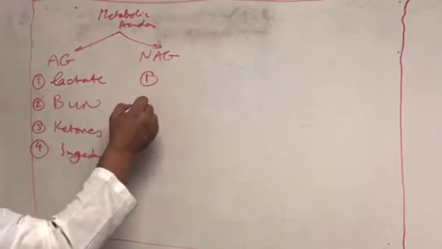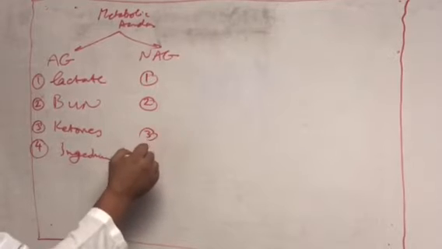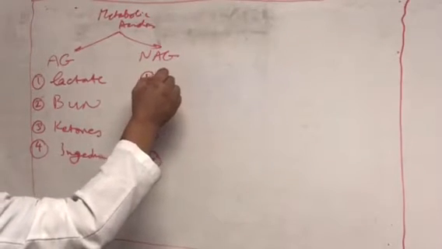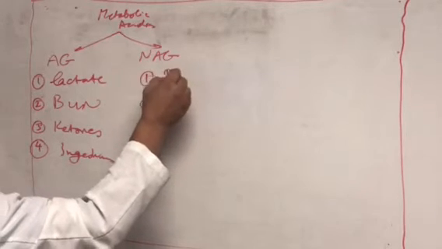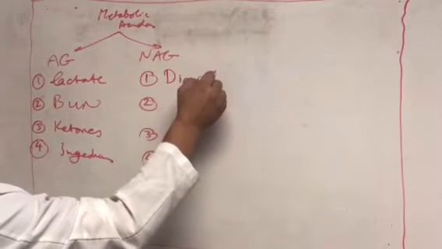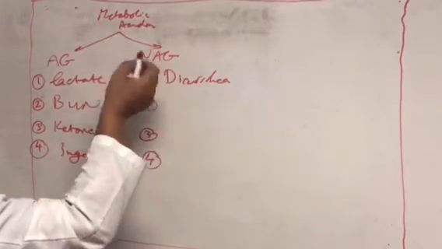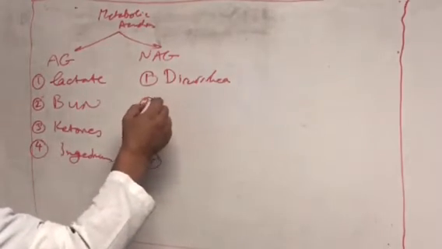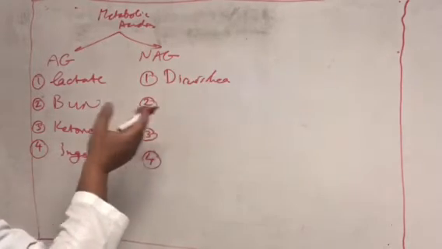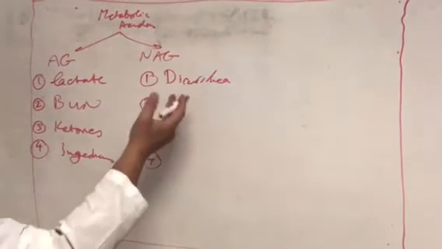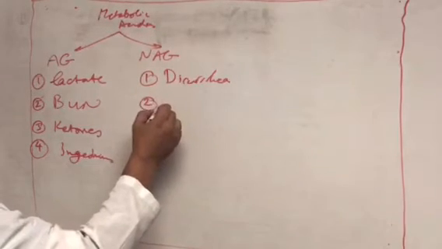Non-anion gap metabolic acidosis could be diarrhea, something that makes you lose the bicarb. We know the difference between non-anion gap and anion gap, obviously, right? Non-anion gap is just you don't have an acid that is not being measured. Everything is accounted for, but the bicarb level is low.